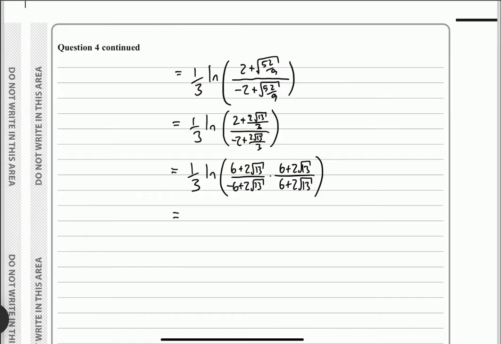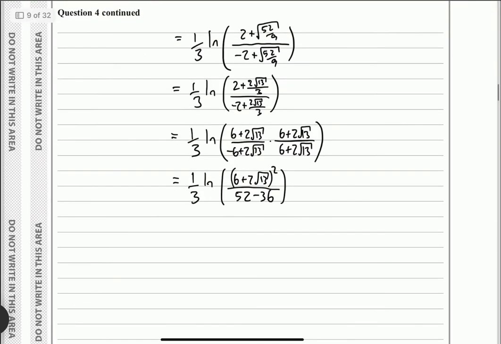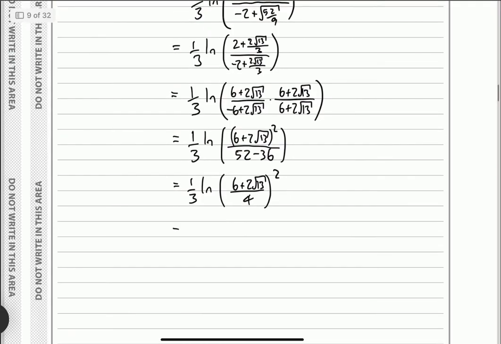Because I can bring a power out the front of the log, I'm going to leave that numerator as 6 plus 2 root 13 squared, and hopefully we get a square number on the bottom. That's going to give us 52 minus 36, and it is. That's a 16, so that gives us 1/3 log of 6 plus 2 root 13 over 4, all squared, and then that squared can come out the front.